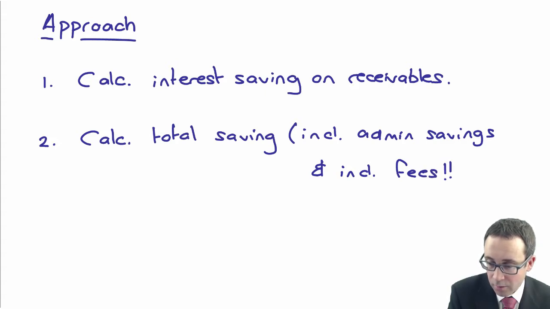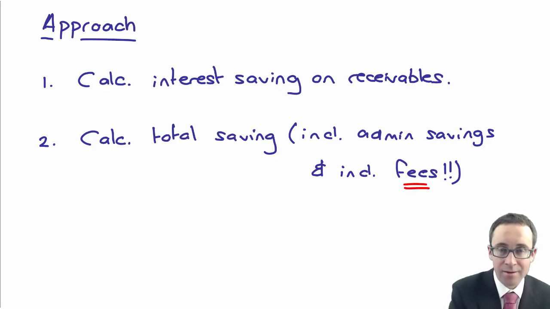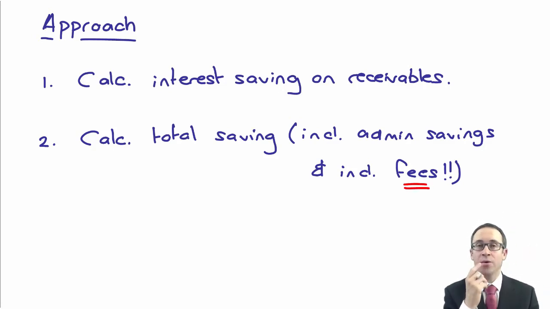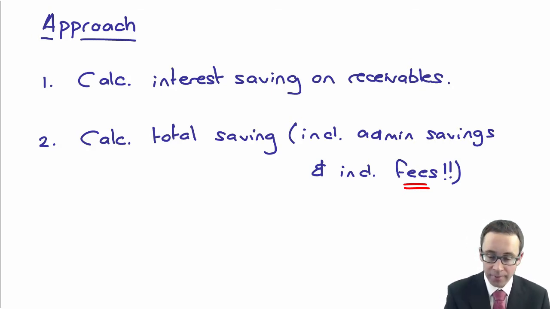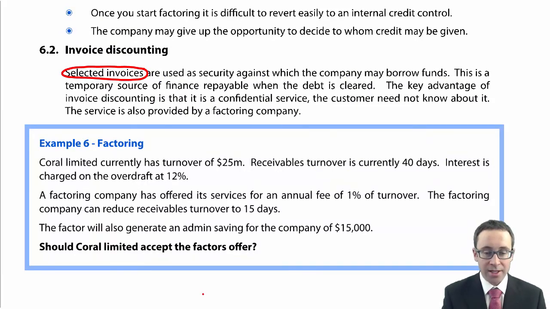So any savings that we make will be offset by any fees that we incur. So we need to begin to look at the fees that are incurred to see whether or not that reduces the savings. And if not, then it will not be worth, will it, accepting the offer. So what we've got there, it says Coral Limited currently has turnover of 25 million. Receivable turnover, so receivable days, is currently there at 40 days. So what we could do is work out our current level of receivables, couldn't we? Okay.